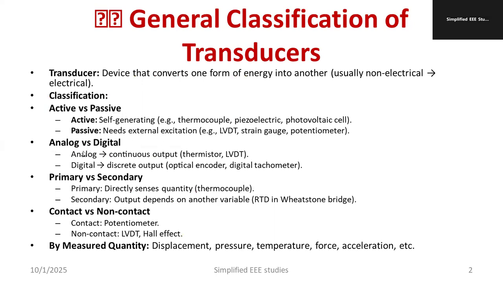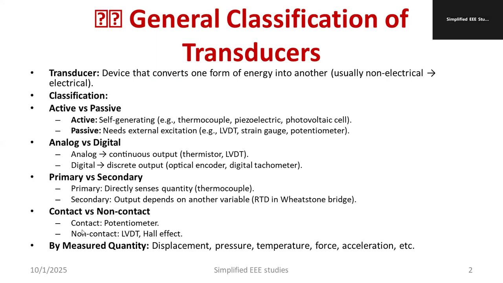Regarding analog versus digital: an analog transducer is nothing but continuous output. Thermistor and LVDT produce analog-like output, whereas a digital type of transducer has discrete output. You will get optical encoder, digital tachometer, etc. Difference between primary and secondary transducer: a primary transducer directly senses the quantity, for example, thermocouple. A secondary transducer requires another device to measure the output. That is called a secondary transducer.